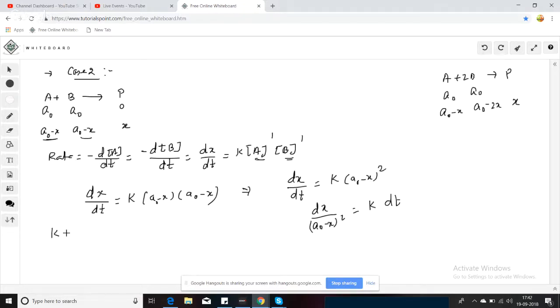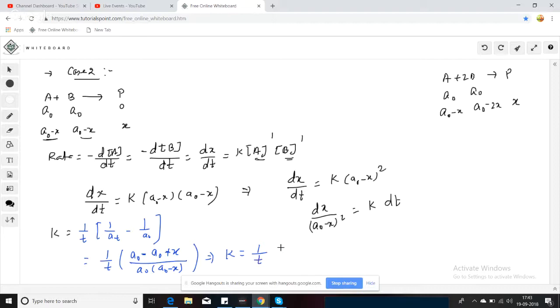What we got there, K is equal to, I'll write down, 1 by t into 1 by At minus 1 by A naught. If you take LCM of it, you'll get what? 1 by t into (A naught minus At). What is At? A naught minus x. In the numerator, we'll get this divided by A naught into (A naught minus x). Correct. And that will be what? K is equal to 1 by t into x by A naught into (A naught minus x).